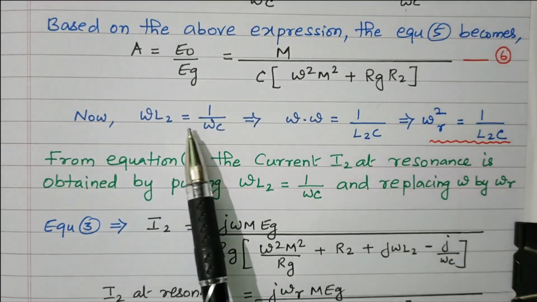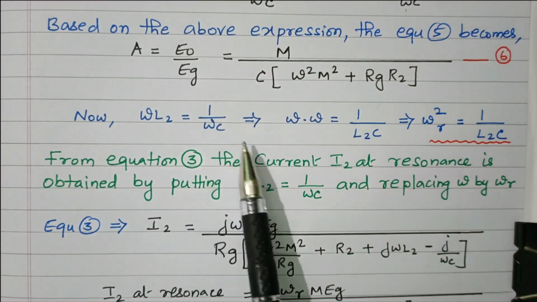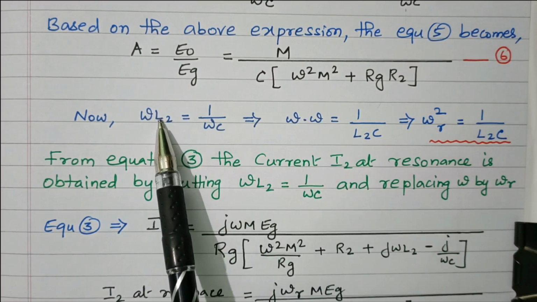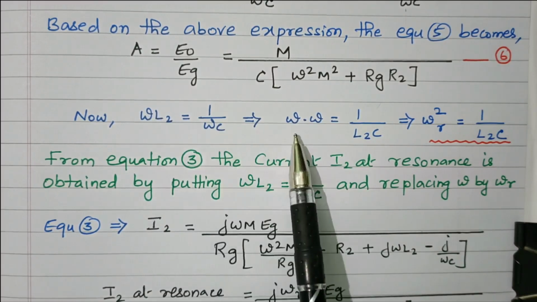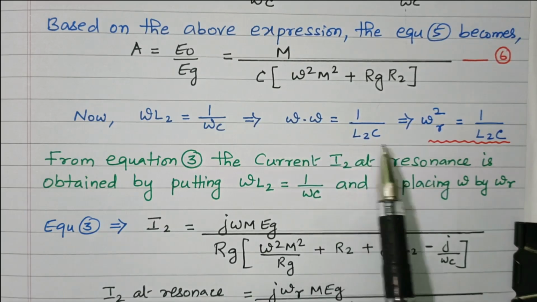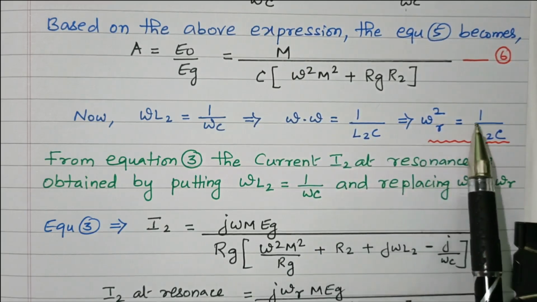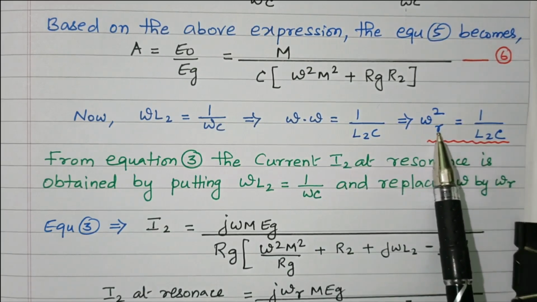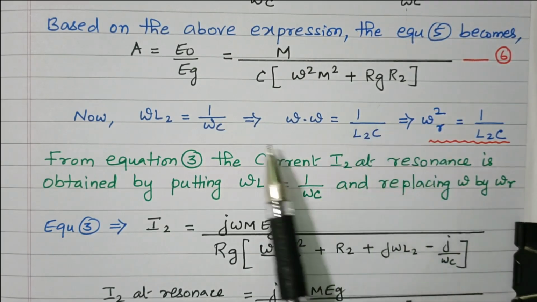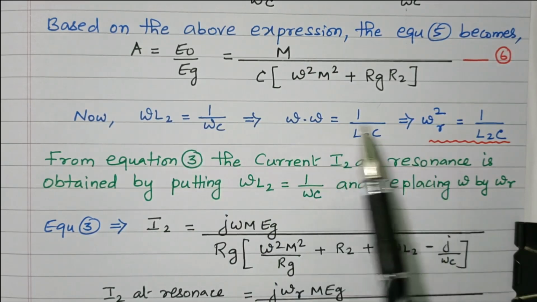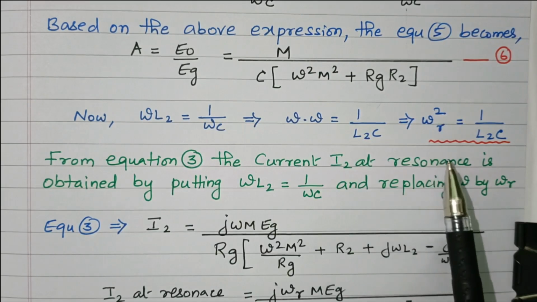Omega L2 is 1 divided by omega C. So multiply this omega into omega, bring this omega here, L2 in the denominator that side. So omega into omega equal to 1 divided by L2 into C. So omega square equal to 1 divided by L2C. This now becomes the resonant frequency, because only under resonant condition this occurs. So now omega square becomes omega r square, right?